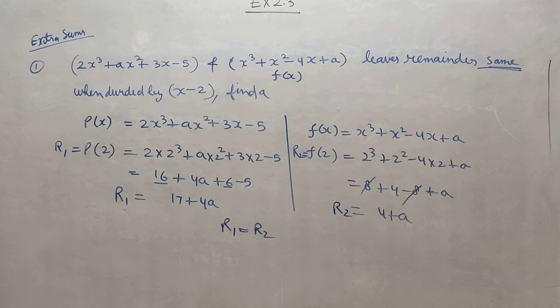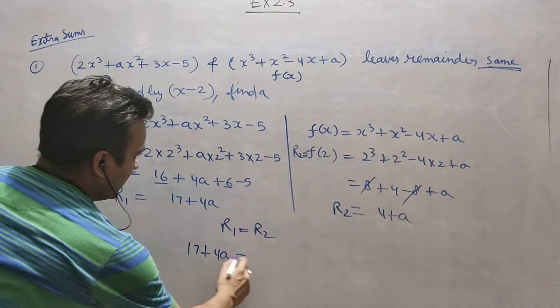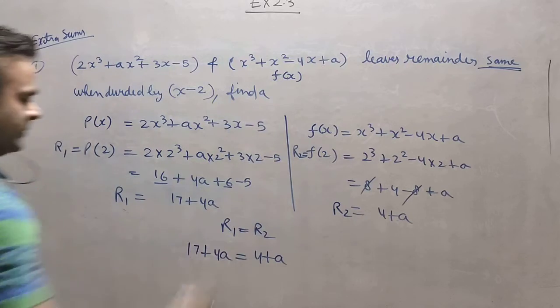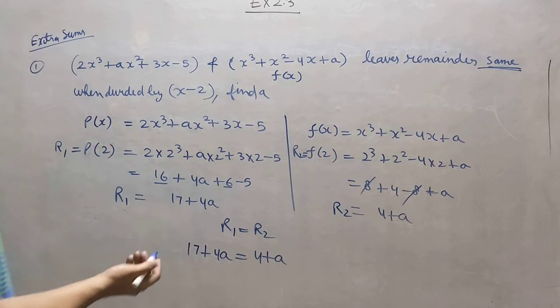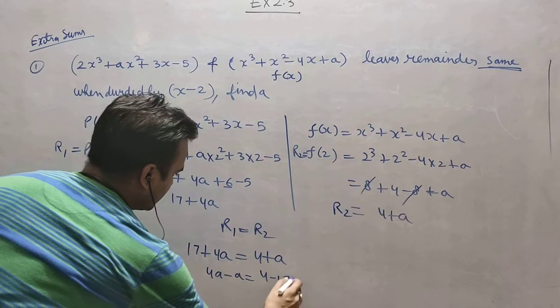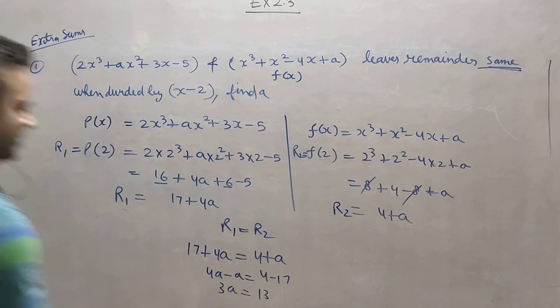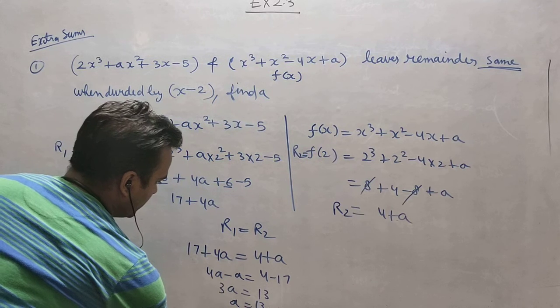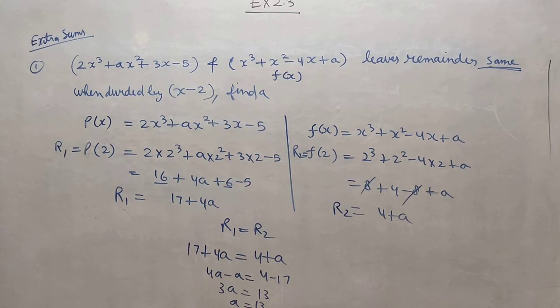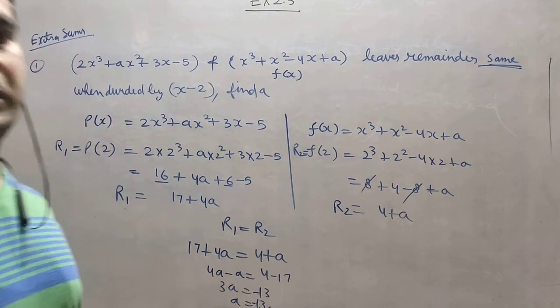So what will it be now? 17 plus 4a equal to 4 plus a, right? Now you can say it's a simple linear equation. 4a minus a, it will be 4 minus 17, it is 3a, it is minus 13. So a is equal to 13 upon 3, right? So a is equal to minus 13 upon 3 because it is in minus.